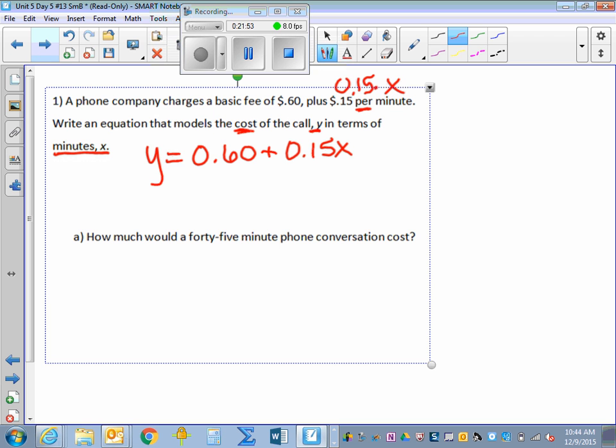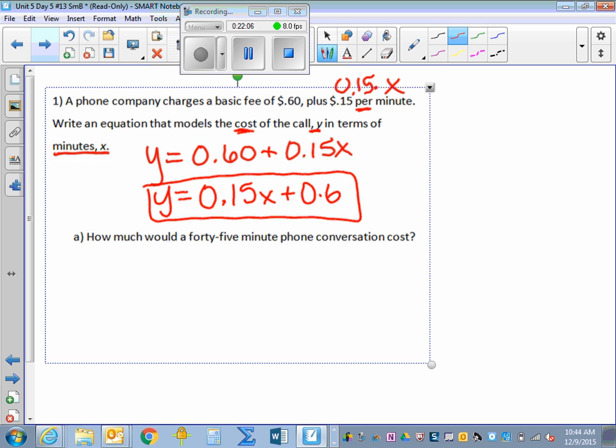Now let's rewrite this in the proper format. It's y equals mx plus b, so we should have our x first. y equals 0.15x plus 0.6. And that's our equation. So again, it's the initial amount of 60 cents, and then for each minute, we have to pay 15 cents, 0.15 times x. We will put our dollar sign when we write the actual answer.